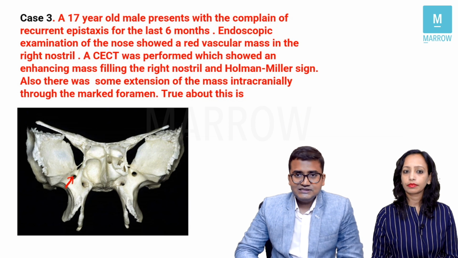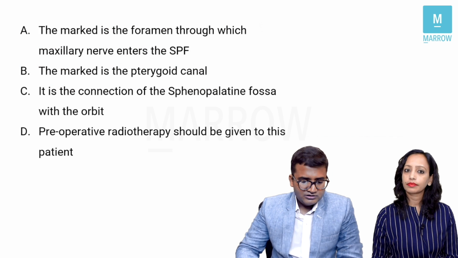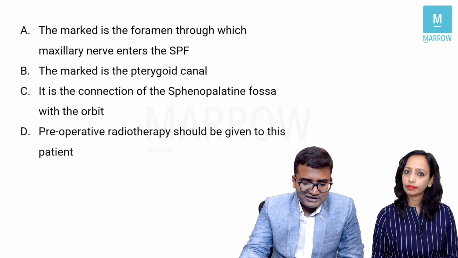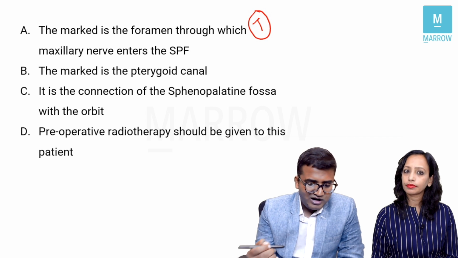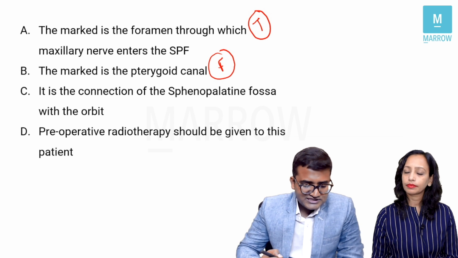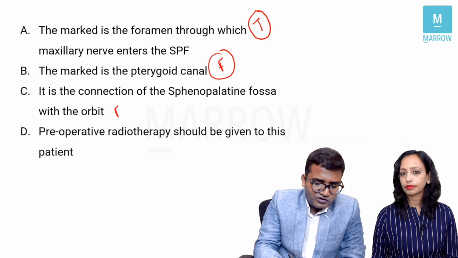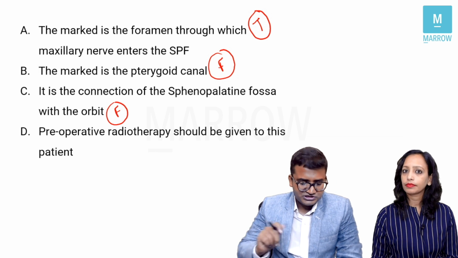So now see the question here. The marked foramen is the foramen rotundum. Yes. Now see the options. Option A: the marked foramen is a foramen through which the maxillary nerve enters the sphenopalatine fossa. Yes, this is true. Option B, marked as the pterygoid canal. No, it is false. Option C, it is a connection of the sphenopalatine fossa with the orbit. Yes, this is false. The sphenopalatine fossa communicates with the orbit via the inferior orbital fissure.